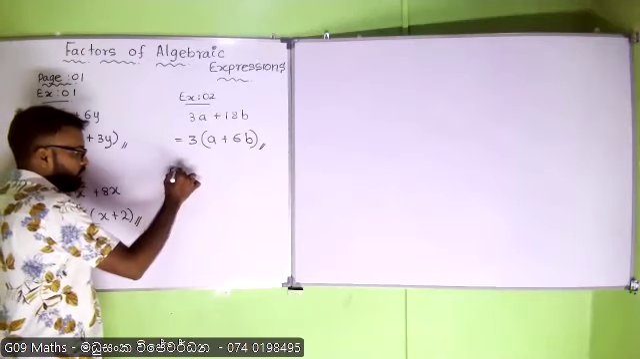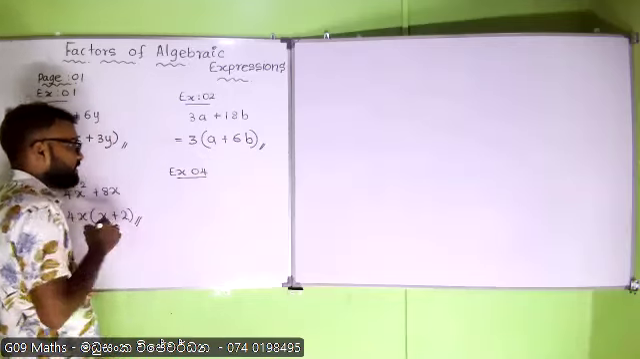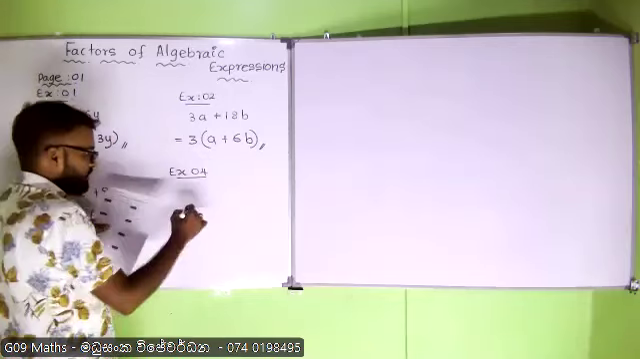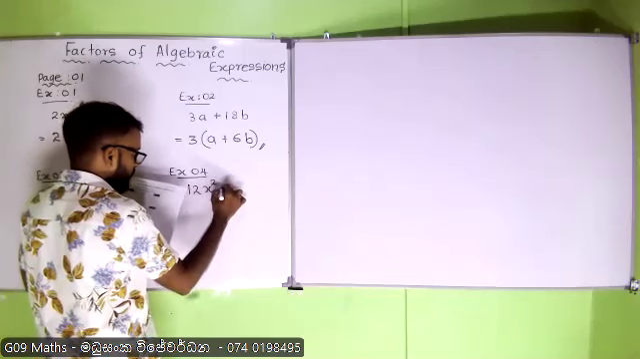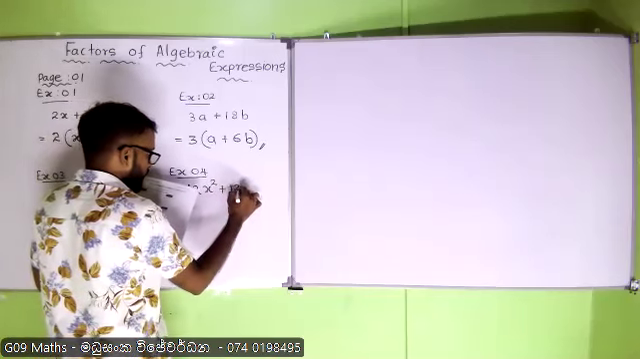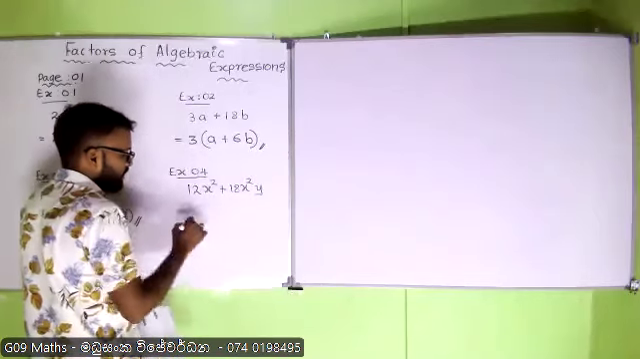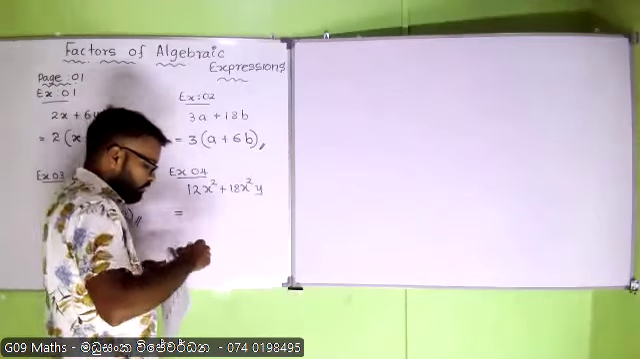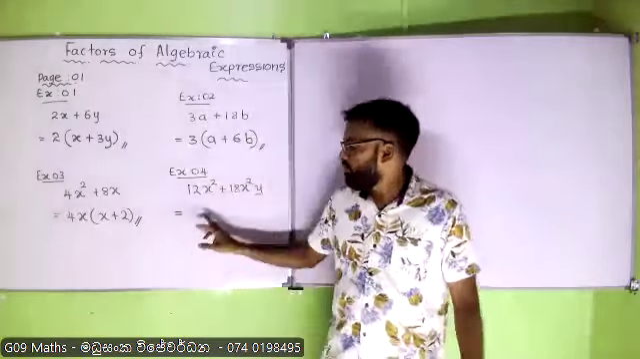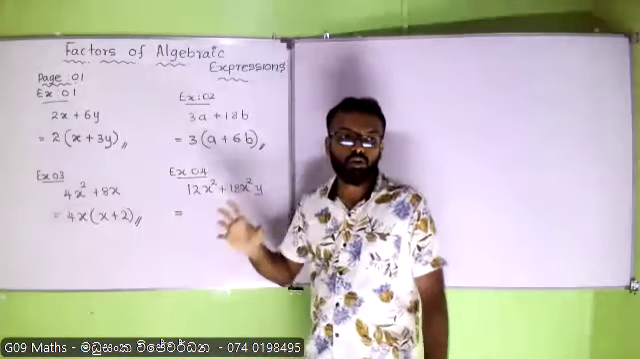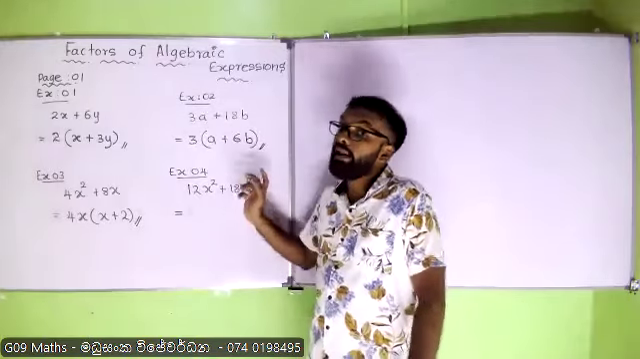Example number 4. It is something like this: 12x squared plus 18x squared y. Can anyone tell me what is the highest common factor for 12 and 18? What is the highest common factor that you are going to take out from 12 and 18?